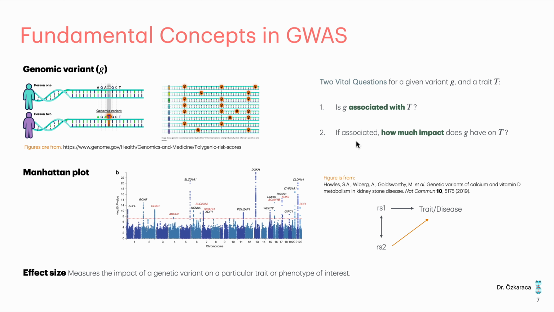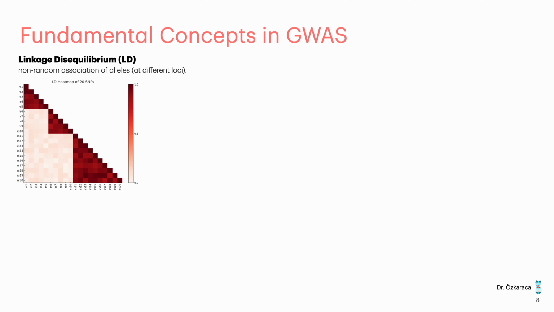And for question two, we define something called effect sizes, which measures the impact of a genetic variant on a particular trait or a phenotype of interest. Okay, and the next concept I would like to explain is linkage disequilibrium, or LD in short.